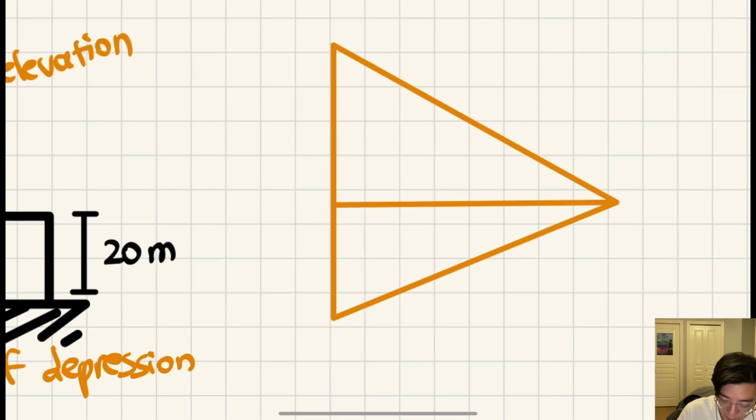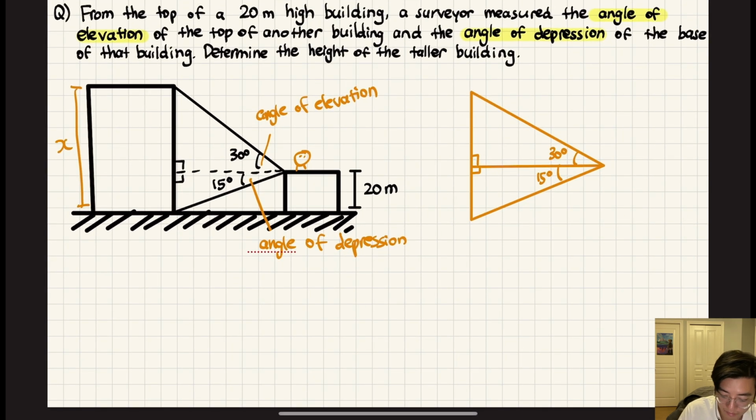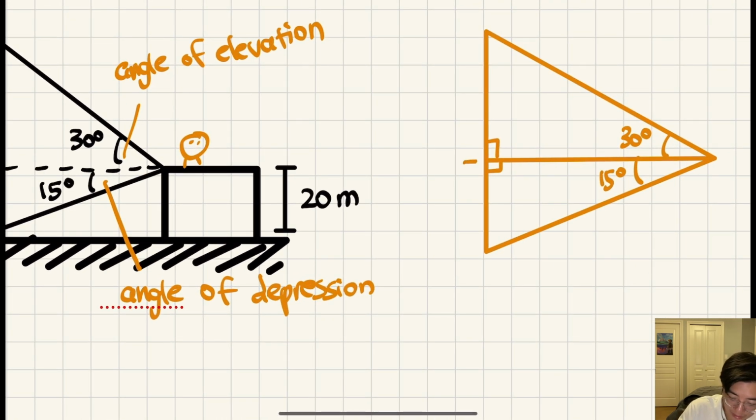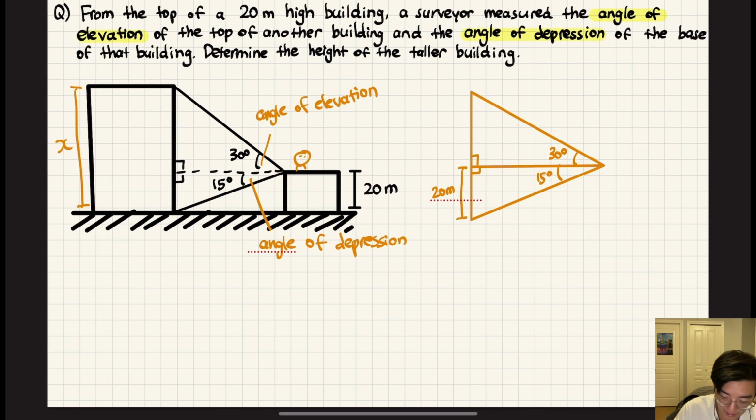Right? So we know that those two are right angles. This is 30 degrees and this right here is 15 degrees. And we also know that this length right here is 20 meters. Okay, so this is pretty much all we know. But we want to find out what this big line is. Right? We don't know what x is.